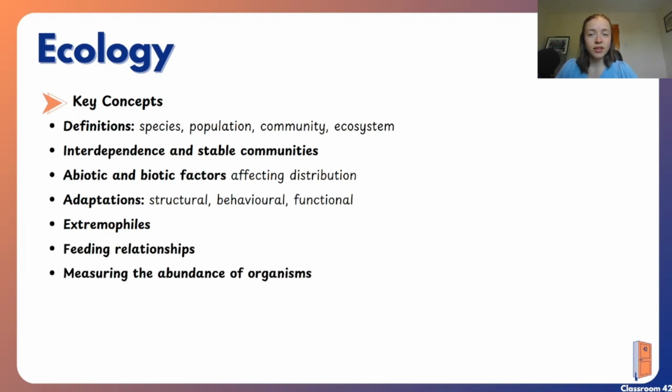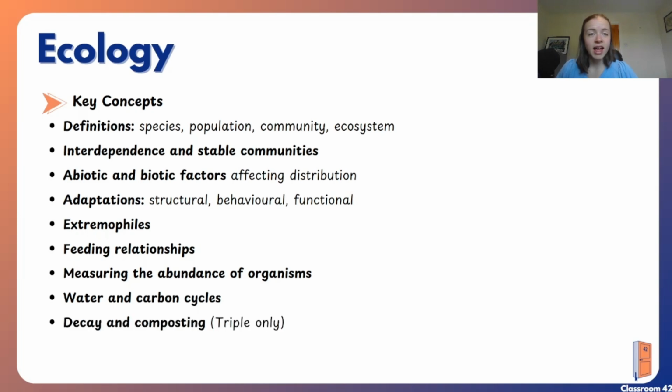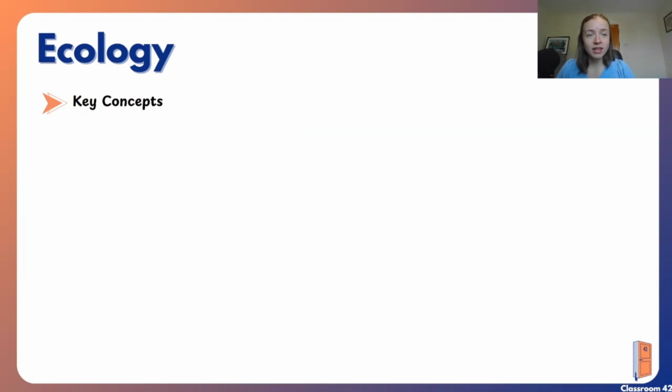You also need to understand feeding relationships and how to measure the abundance of organisms, which is related to the required practical field investigations, as well as understanding the water and carbon cycles. And then for triple science students, you need to know the process of decay and how it links to composting. And then also triple and higher tier students need to understand the impact of environmental change on some of the processes above, as well as different contexts and scenarios that will come up, such as the ones in the second part of B7 Ecology.